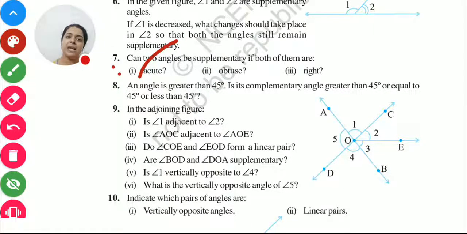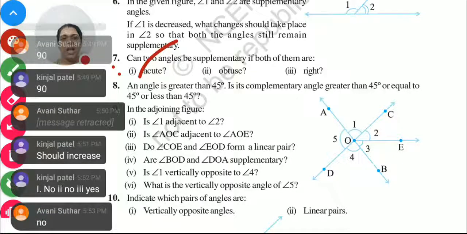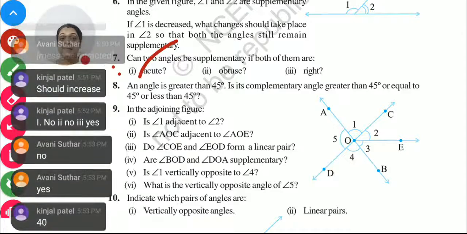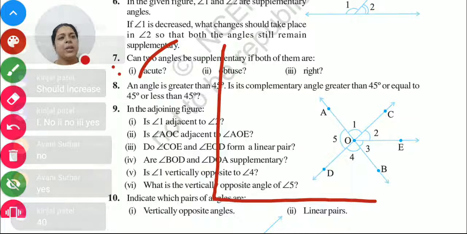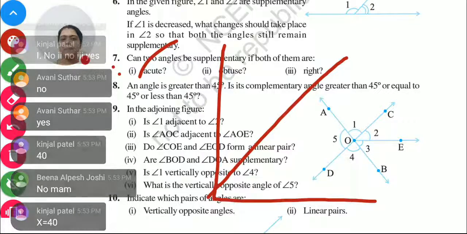Coming to question number 8. An angle is greater than 45. Is its complementary angle greater than 45, equal to 45, or less than 45? Think. One angle is greater than 45. We want to make it 90 degrees. We want to make it complementary. What will happen to the next angle? It will be greater than, equal to, or less than 45.